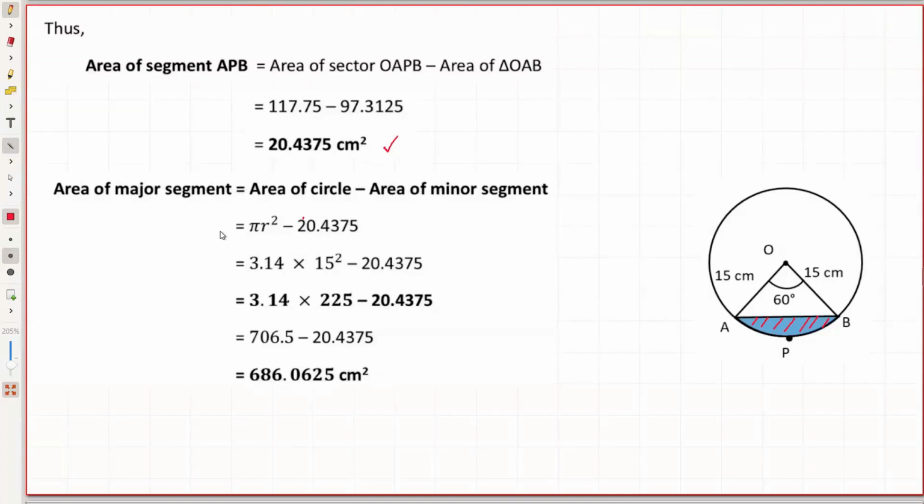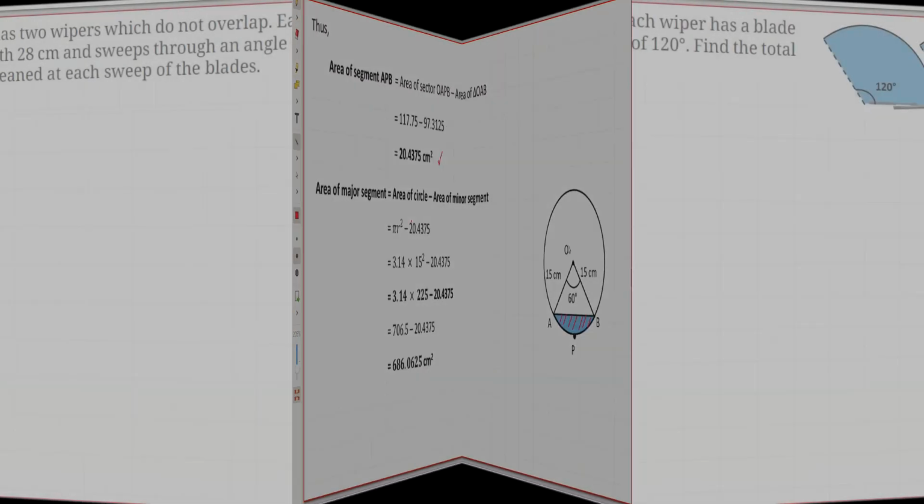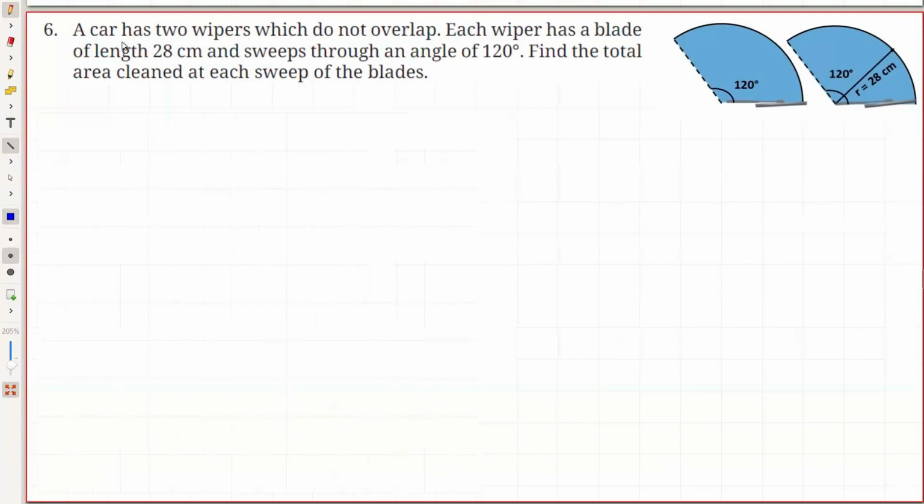Now that is the area of the major segment. Major segment means, except this blue color, everything is the major segment. Question number 6. A car has two wipers which do not overlap. Each wiper has a blade of length 28 centimeter and sweeps through an angle of 120 degree. Find the total area cleaned at each sweep of the blades.